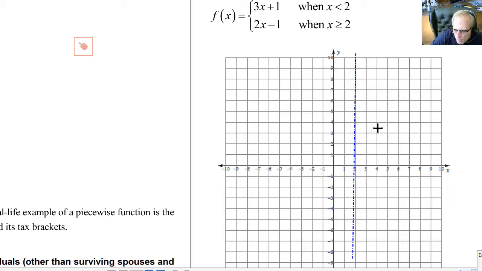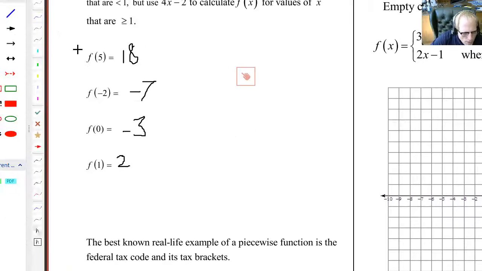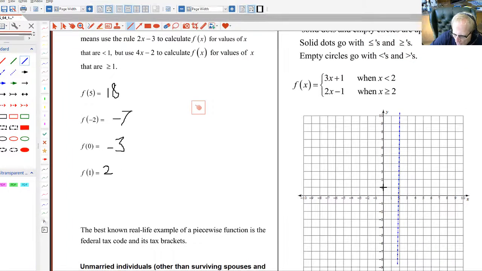Okay. To the left, I'm going to graph y equals 3x plus 1. So y equals 3x plus 1 is going to go through 1 on the y-axis, that's the b value, and go up by 3 and then over by 1. All right, so now that's applicable all the way from this boundary line all the way down to the left, because that's when x is less than 2.